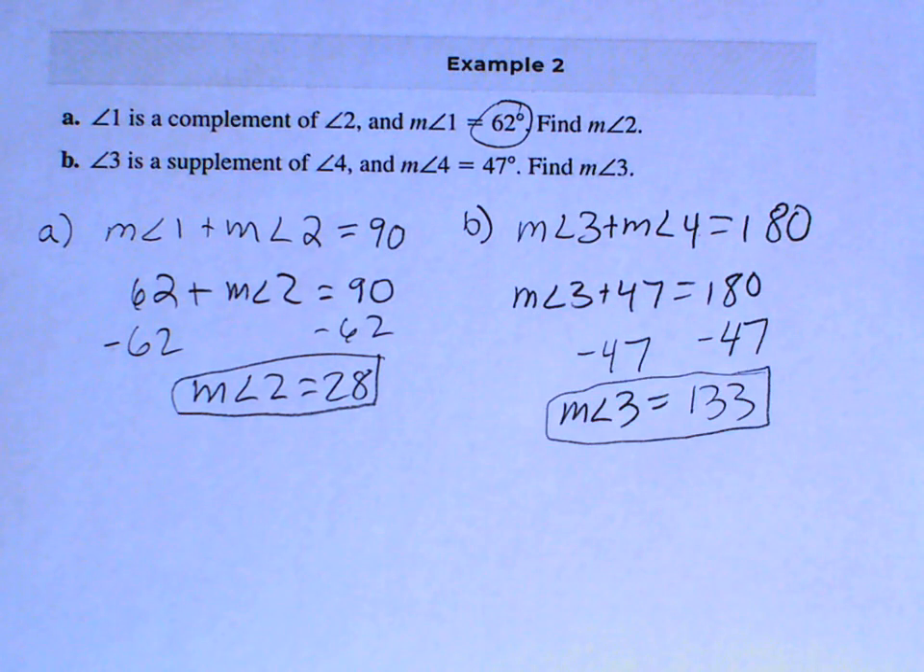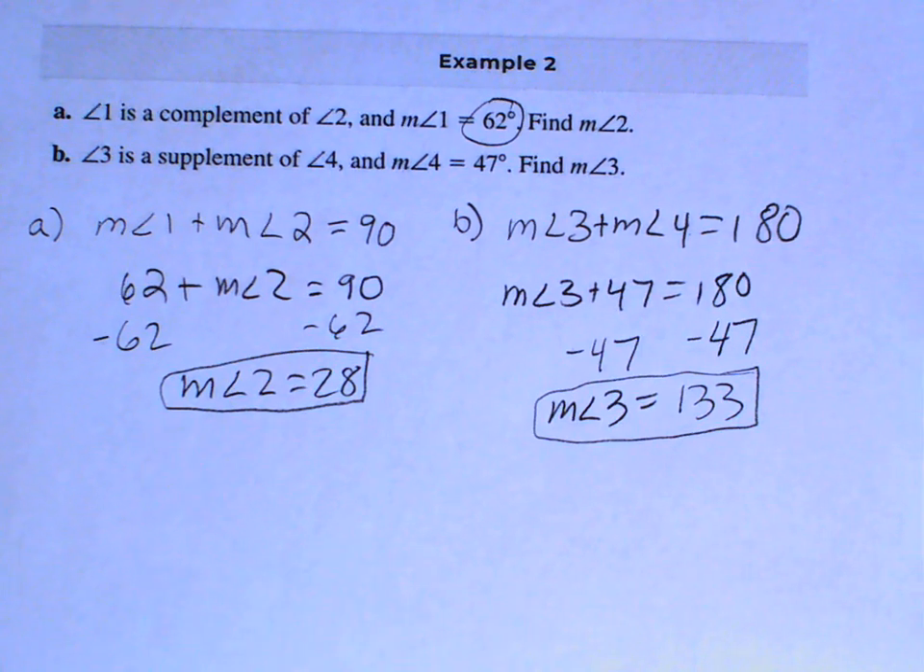All right, so the measure of angle 3. And that is example 2. All right, let's look at example 3.